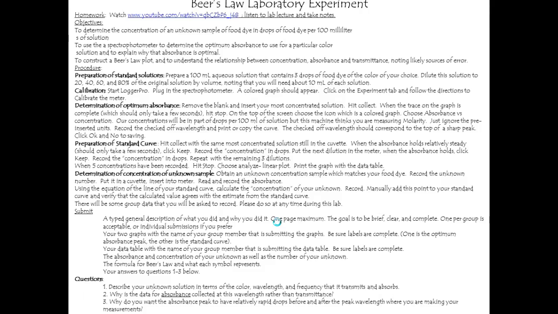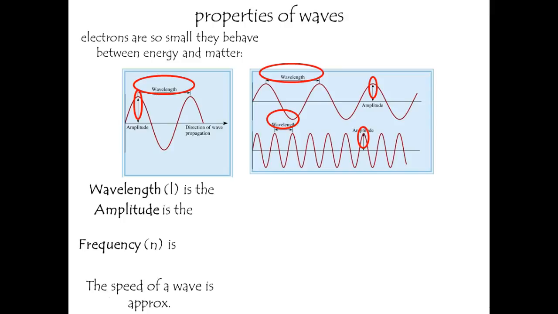In our first lab, we'll be using Beer's law to determine the concentration of an unknown sample of food dye in drops of food dye for every 100 milliliters. And so I'll just skip over that, but that's the first lab we'll be doing. There's the formula. And then we can go ahead and begin with properties of waves. This will be a separate slide. That's a little introduction to the atom for AP Chemistry.